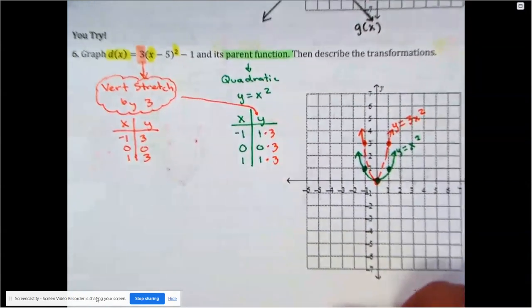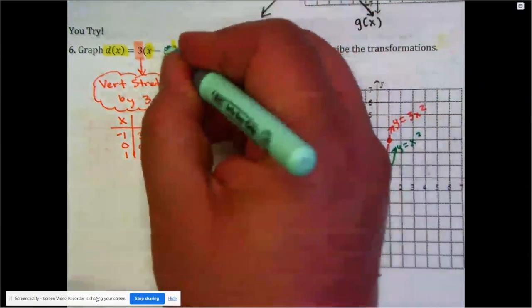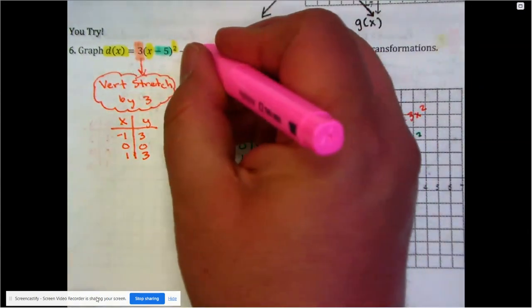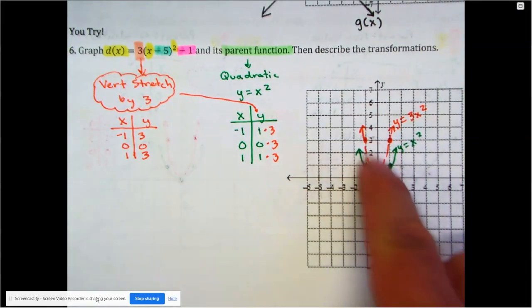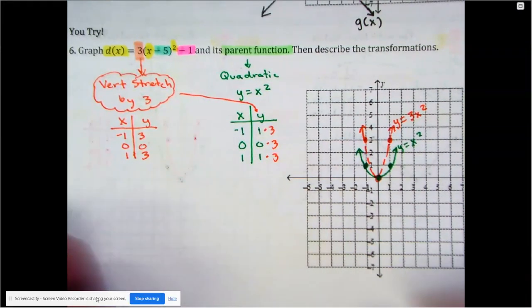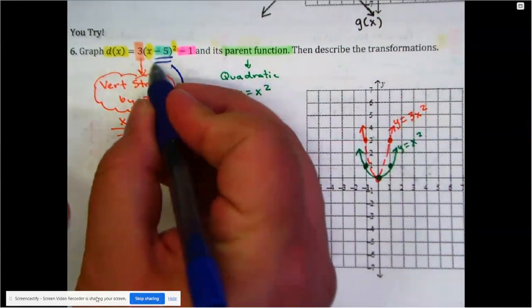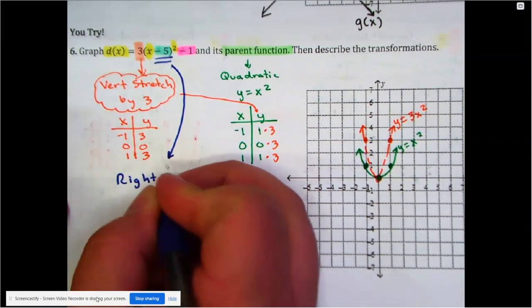But we know there's still a couple more moves they want me to do to this thing. I see a 5 there. So we know the 5 is going to do something to the graph. We also, of course, see that -1 here. So we know both of these are going to cause something to this now orange graph that we have there. So let's see what it does. First of all, the 5. It says -5. All right, so let me bring that down here. Because it's in the parentheses, we do think opposite. So we're actually going to go to the right 5 spaces.